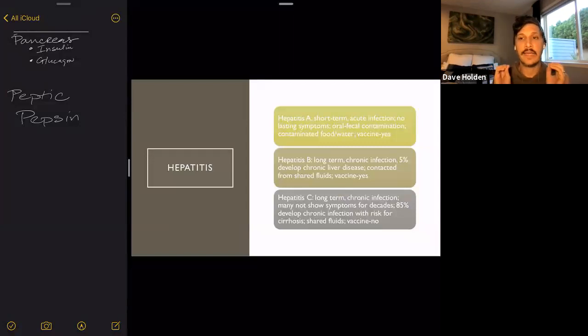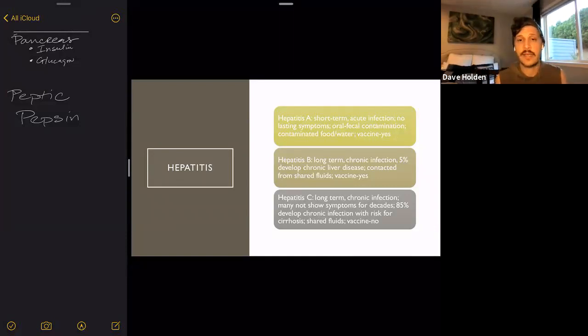If you absolutely have to contract hepatitis, you want hepatitis A. That's the easiest one. It's infectious, but it's not super bad. You get an acute infection, no lasting symptoms, right? You get an infection and it clears away. It's usually caused through oral fecal contamination, contaminated food and water. And there is a vaccine for it. If you can get a Hep A vaccine, it's 1 shot and it's done. So if you have to get hepatitis, you want hepatitis A.